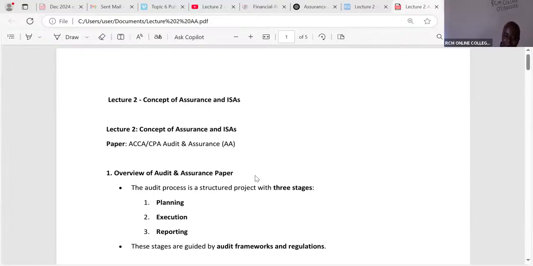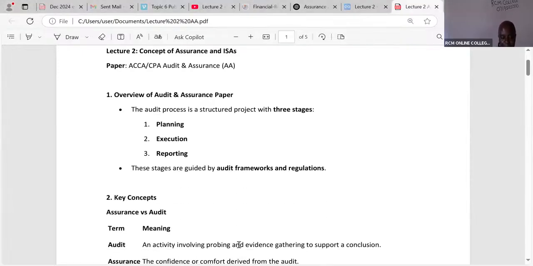But ladies and gentlemen, any audit that you are given has three basic steps. Apart from the preambles, the etiquette issues in audit, for example, when I get an audit, I should be able to talk to the outgoing auditor. I can't just take an audit engagement without talking to the outgoing auditor. But the main thing is this audit process is structured just like any project. There must be planning, there must be execution, and then there must be reporting. These stages are normally guided by audit frameworks and regulations that we shall discuss.